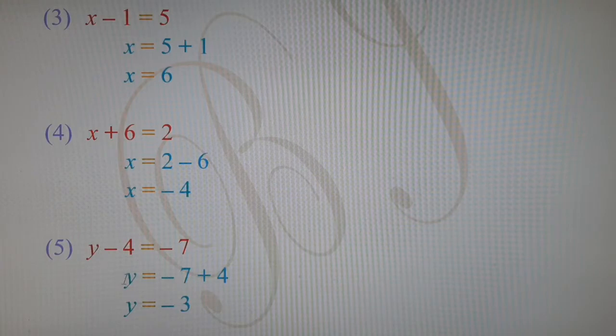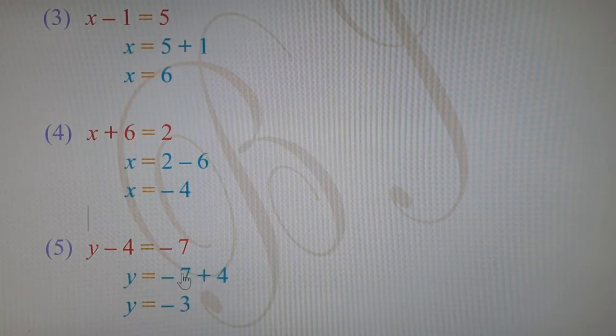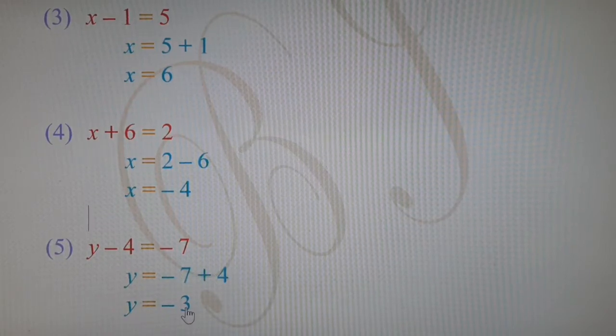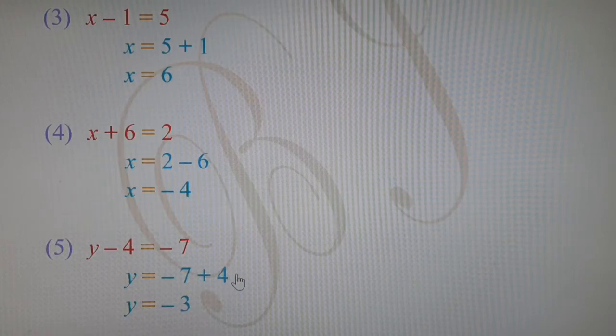y is kept alone. So minus 7 plus 4, our answer will be minus 3, because 7 is negative and 4 is positive, and we have to apply the addition rule for integers. Different signs, so we take the difference. 7 and 4's difference is 3, and we put the bigger number's sign, 7, a negative sign, so the answer will have a negative sign. Again I repeat, here we use the addition rule, because there is a sign, then a number, then a sign, then a number.